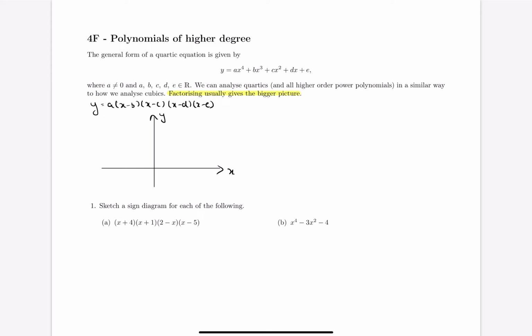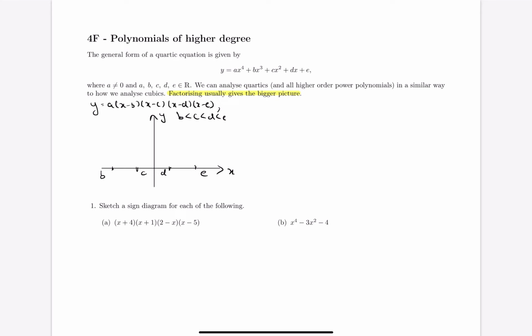Let's just say, for argument's sake, that you have b is less than c is less than d is less than e. That means that the smallest intercept is b, then c, then d, then e. So why is this useful? Because we know the shape of a quartic, so it's a positive quartic.